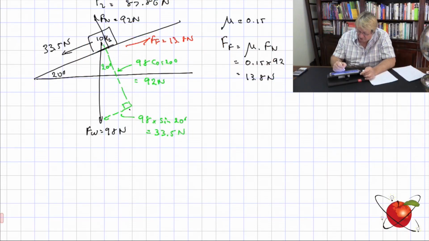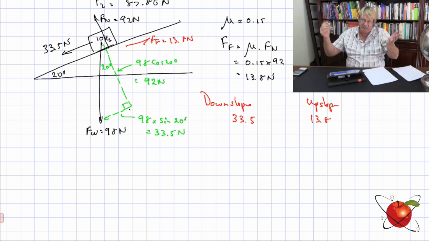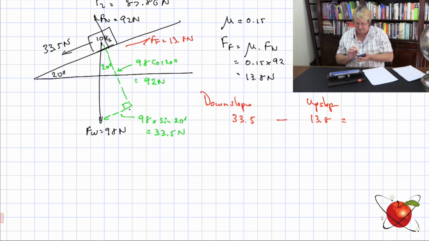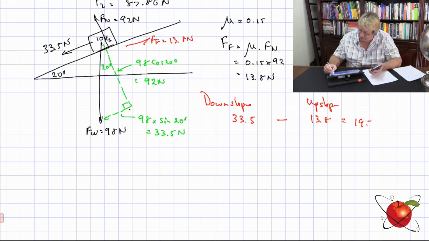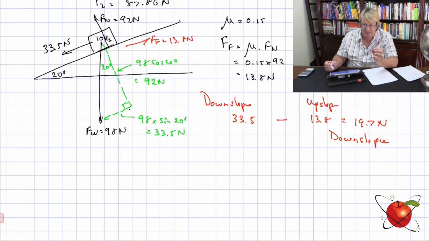You can do it how you particularly want to, but let's say down slope, this side, and up slope, that side. Up the slope, we've got 13.8. Down the slope is the 33.5. Downslope is bigger than upslope, so let's call downslope positive and subtract this one, and we end up with 33.5 minus 13.8 is going to be equal to 19.7 newtons, and that is down the slope, right? And we'd put downslope. What is that? It's a resultant, isn't it?